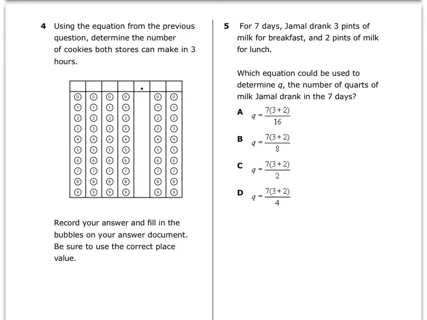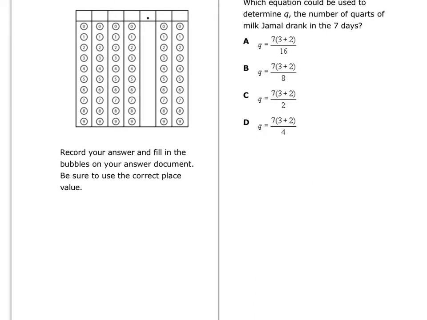Now, on number 4, number 4 wants us to look back at number 3 and use the formula that we came up with in order to solve how much those stores would make in 3 hours. Now, the formula that we picked as our answer was 180 plus 125 times 3. So number 4 just wants us to solve that. Now, before we even solve it, make sure you understand, if you miss number 3, you're guaranteed to miss number 4, right? So you got to make sure you get number 3 right.